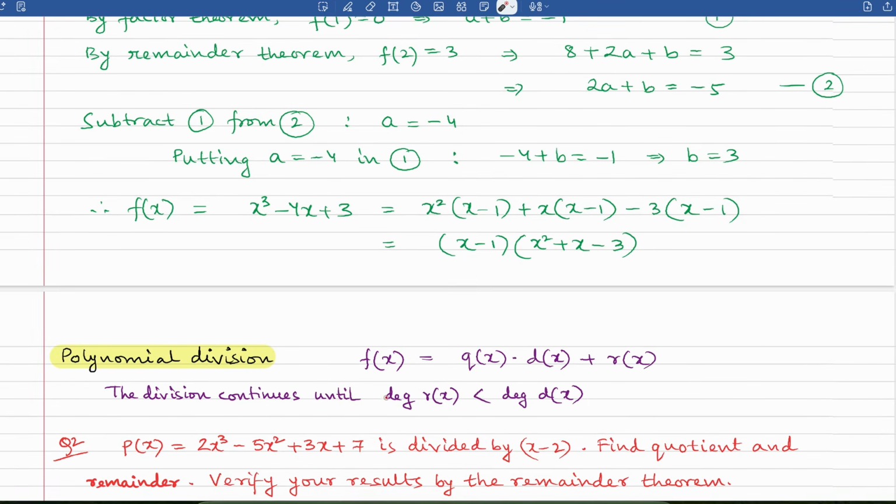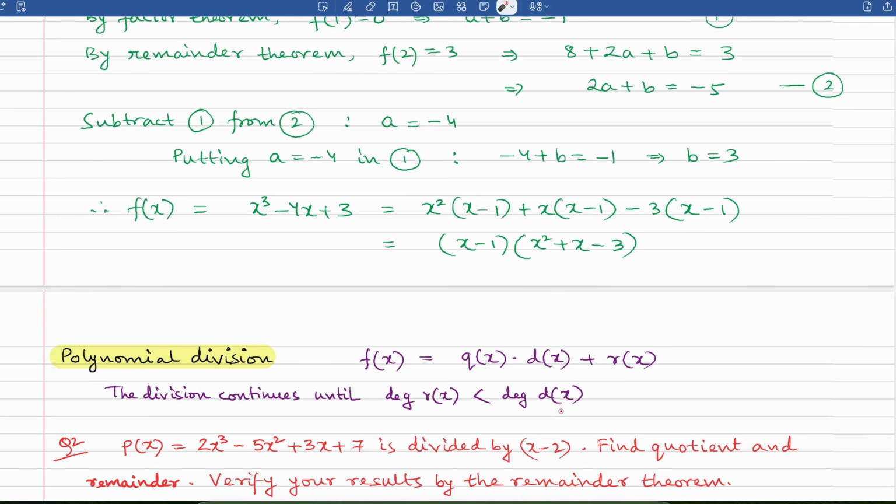The division algorithm says f(x) is equal to q(x) times d(x) plus r(x). q(x) is the quotient, d(x) is the divisor, and r(x) is the remainder. This division will stop only when the degree of the remainder is less than the degree of the divisor. This is the same as in numbers. So you only stop the division in numbers when the remainder is less than the divisor.